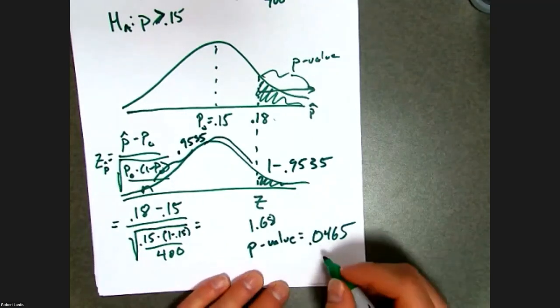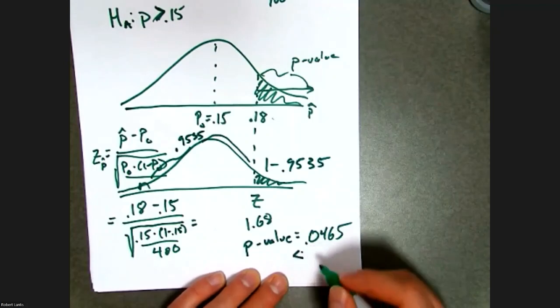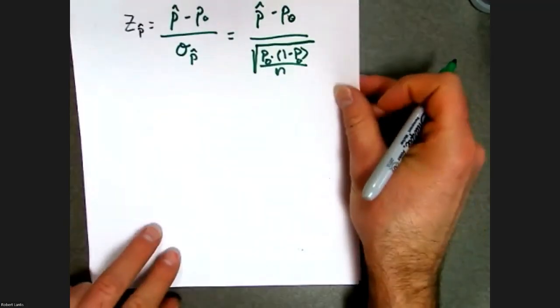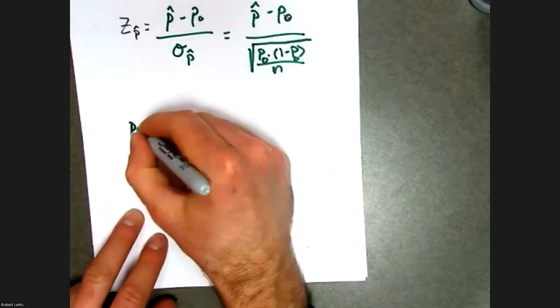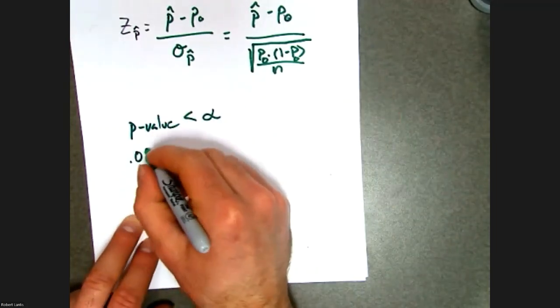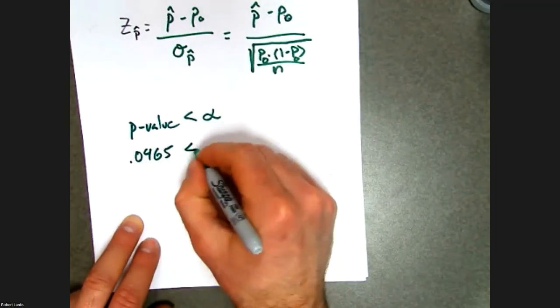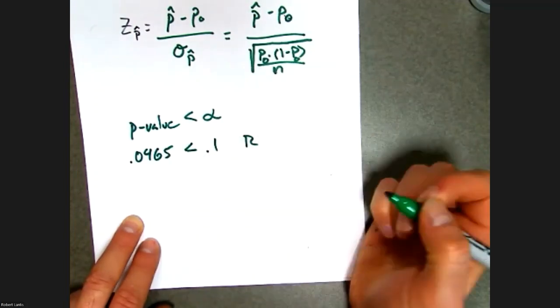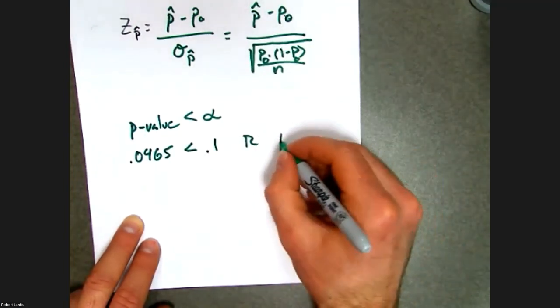So at what levels can I reject that? Well, we only reject if our p-value is less than alpha. So we had 0.0465. Is that less than an alpha of 0.1? Yep, so I can reject at the 10% significance level.